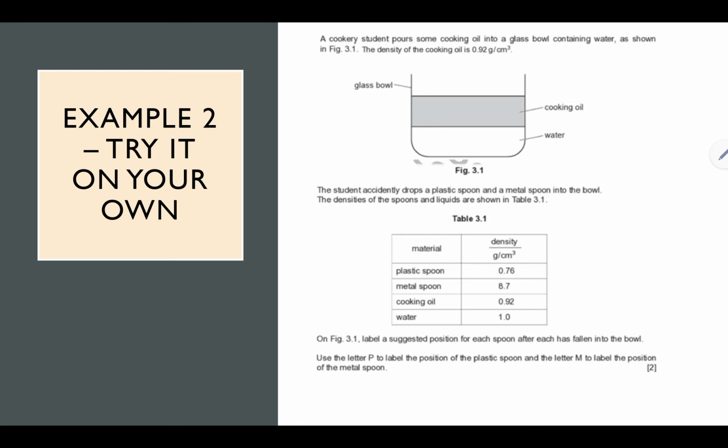As you can see, the water has a density of 1.0 and the cooking oil has a density of 0.92. Now the plastic spoon has 0.76, which is less than both. So the plastic spoon should be above the cooking oil. So we will label P somewhere here. And the metal spoon, which should be labeled as M, has a density of 8.7, which is heavier than both. So M will probably be all the way here at the bottom of the glass bowl. Solution: P on top, liquid surface, M on bottom of bowl.